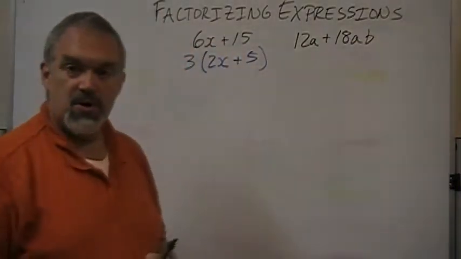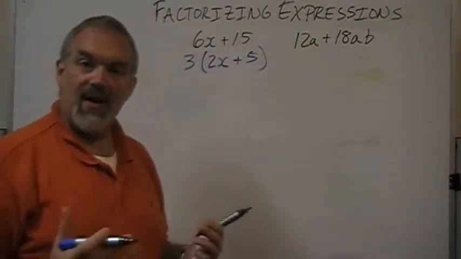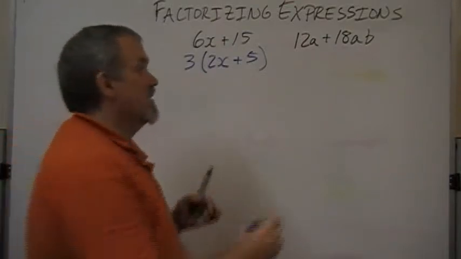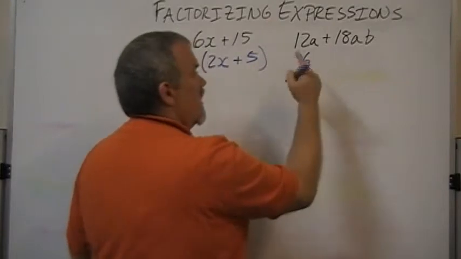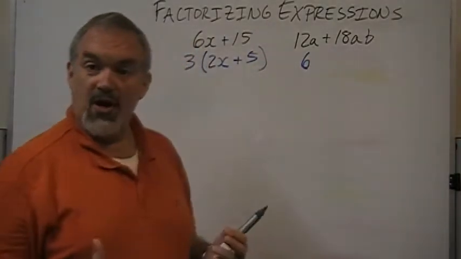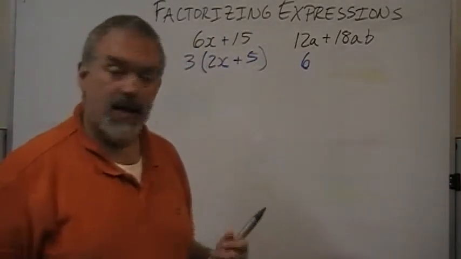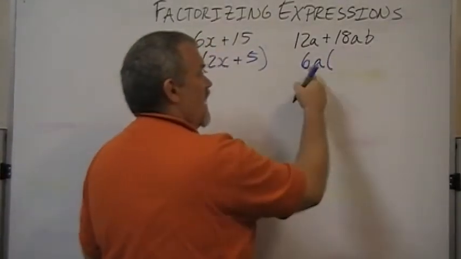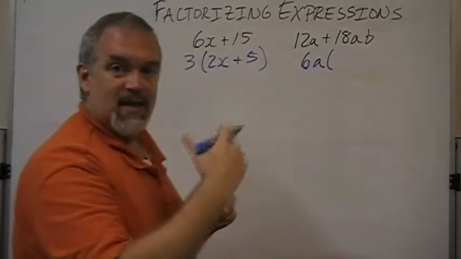Start with the numbers. What's the biggest number that will come out evenly of 12 and 18? We've done that already. It's 6. Now what about the pronumerals? Is there something in common? Sure, there's an a. So we take out the a, and what we're doing then is we're dividing by 6a.